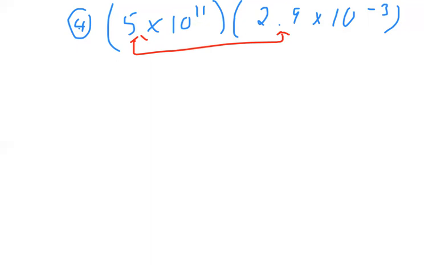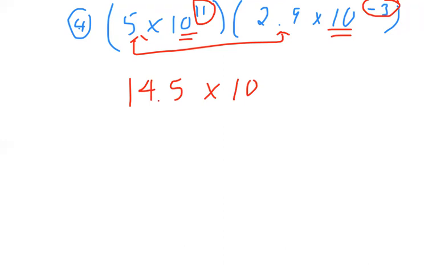And once you figure out that value, then you're going to go ahead and keep the base 10. Because you're multiplying with the same base, you keep the base and add the powers together. So 11 plus negative 3 is going to give you 8. Now, guys, it looks like this is correctly written in scientific notation, but it's not, because you have 2 numbers in front of the decimal. So you've got to take the decimal from here and move it over 1 more place to the left, which is going to increase the power by 1. So the correct answer would be 1.45 times 10 to the 9th power.